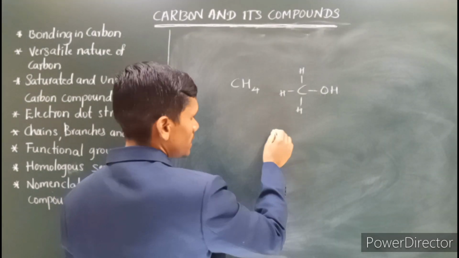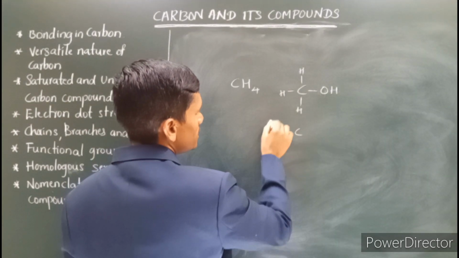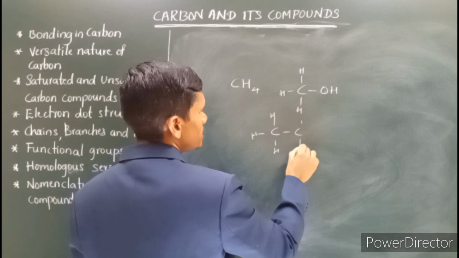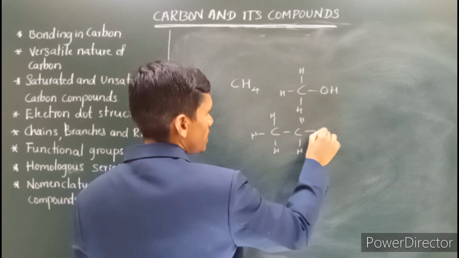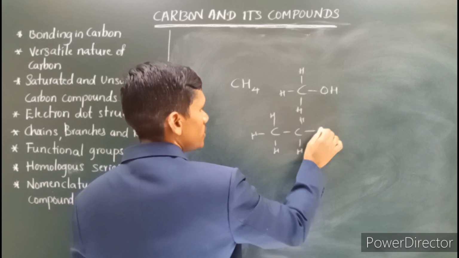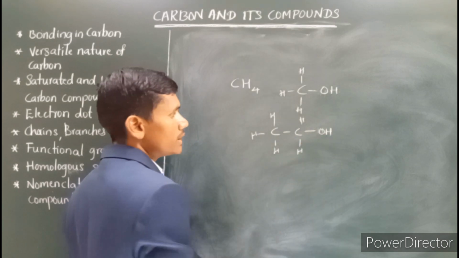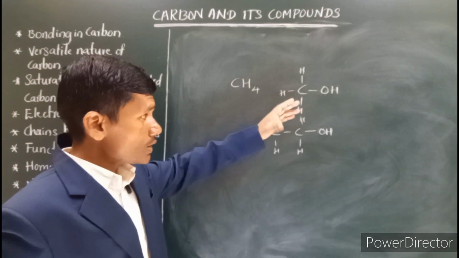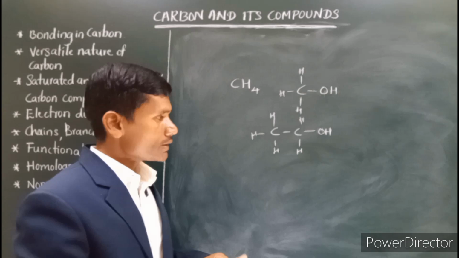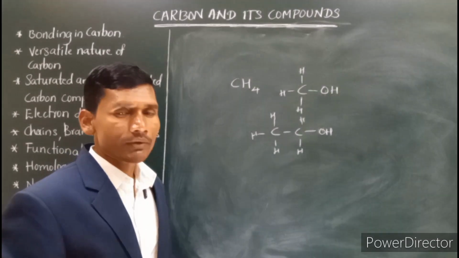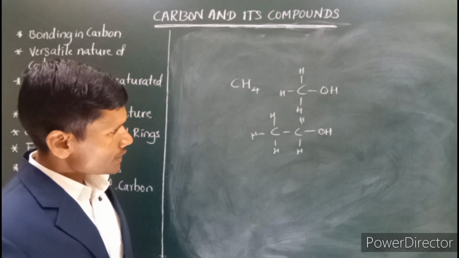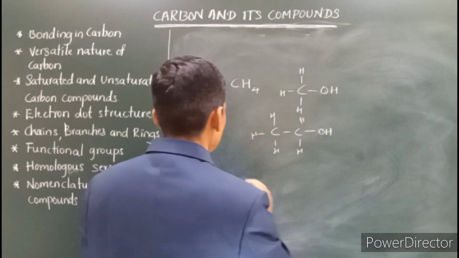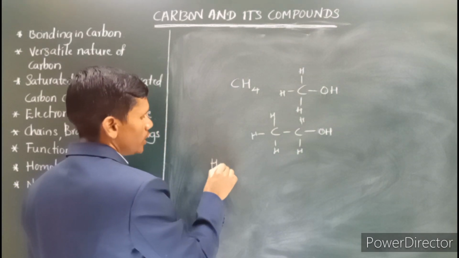Next, if you take ethanol, here this is ethane, right? In place of one hydrogen, if OH is coming, this becomes ethanol. Okay, means a group of atoms giving a special property to that compound is called a functional group. There are a few functional groups which are introduced in the textbook. The first one is haloalkanes.